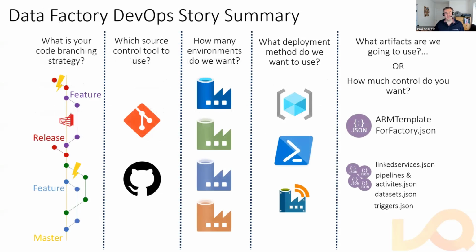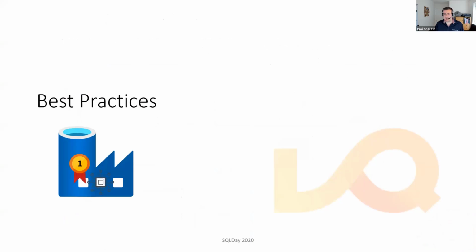So just to kind of bring that together then, DevOps for data factory, if we're thinking about it as a complete story, these are the questions that you need to go and ask yourself. Go and ask about your branching strategy, the tools, the environments, the method of deploying data factory that you want to use, and what artifacts you're going to use to do that as well. So that concludes that second to last short story.